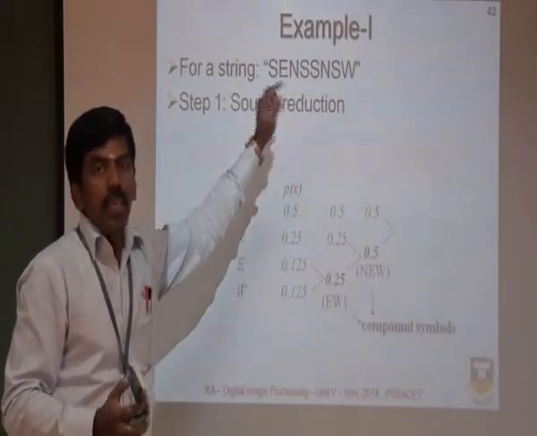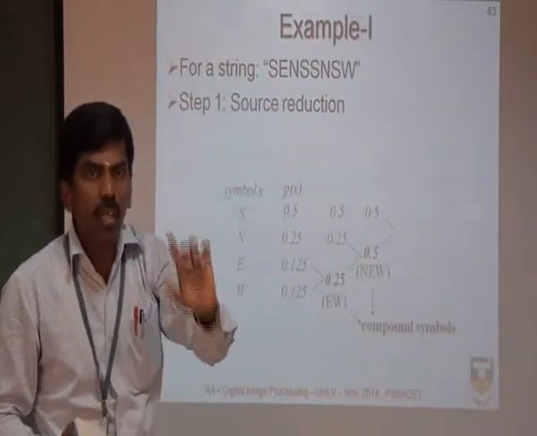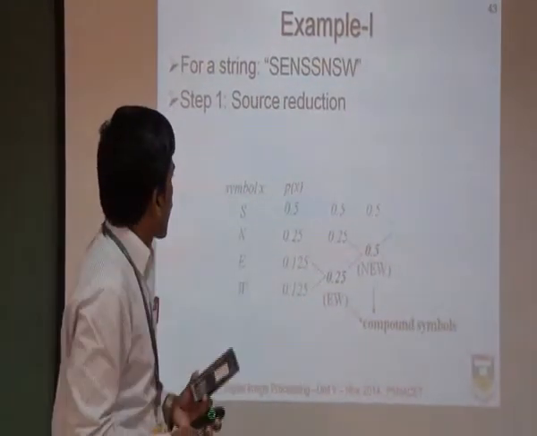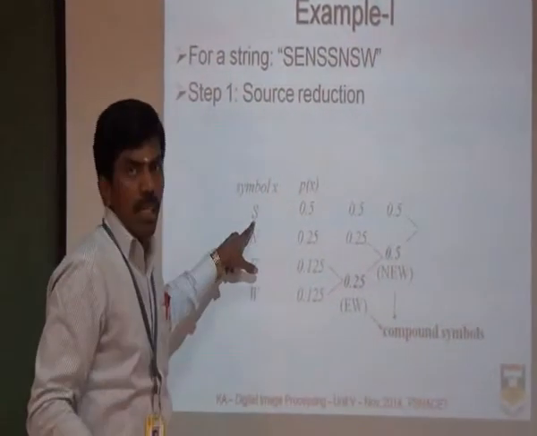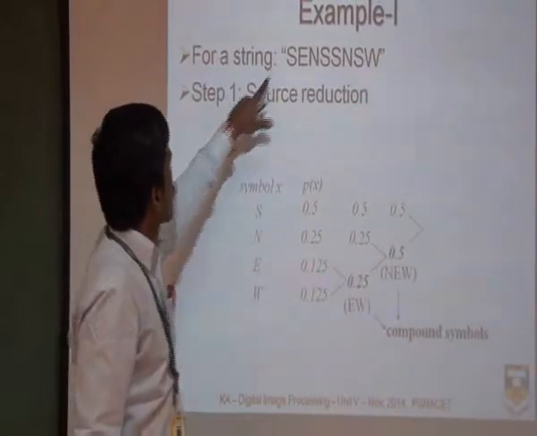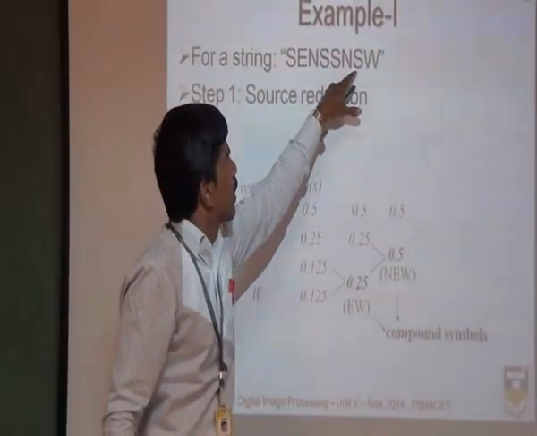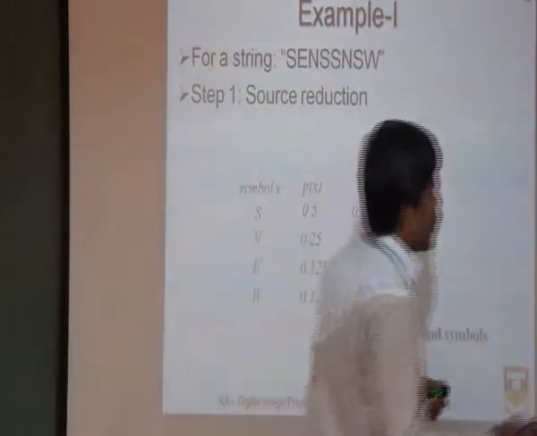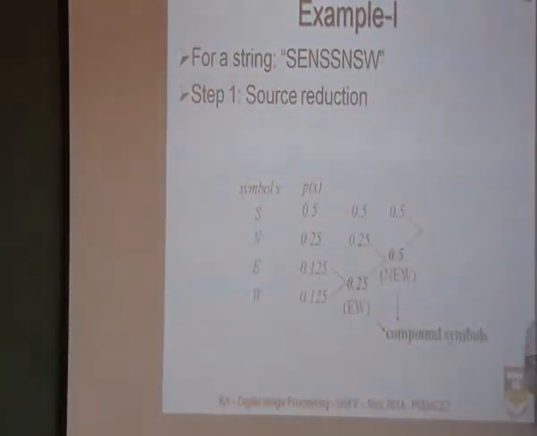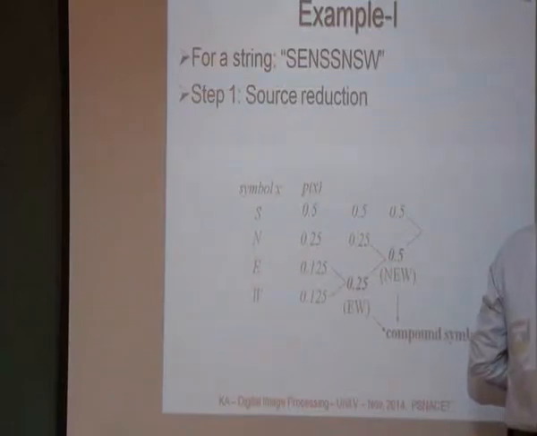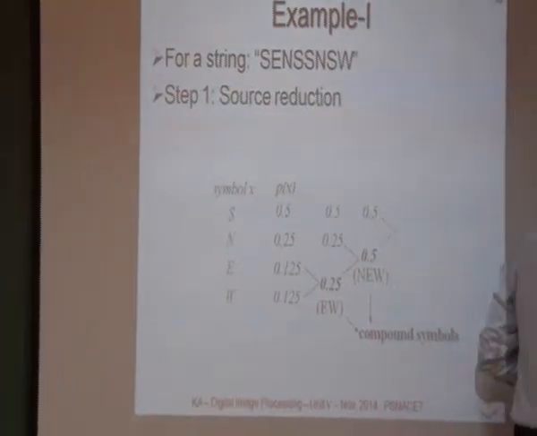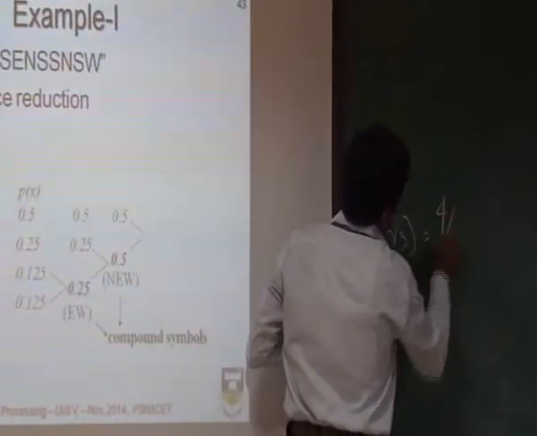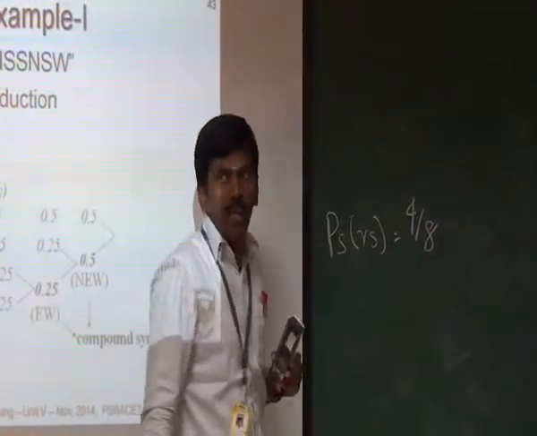This is an example. These are the characters, and we want to find out the Huffman code of this one. So what is the first step? First, how many symbols occur in this example? Total count: 1, 2, 3, 4, 5, 6, 7, 8. Total 8 symbols. Suppose a symbol S. So P of S is the count of S by 8. How many times does S occur? 1, 2, 3, 4. So 4 by 8. That is the probability.